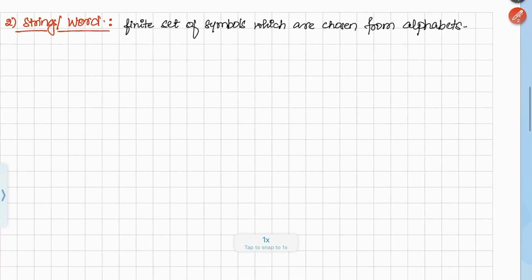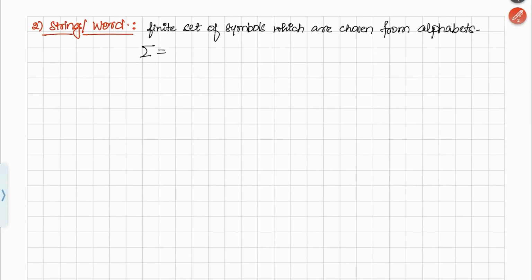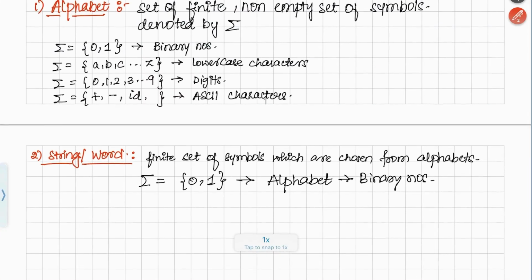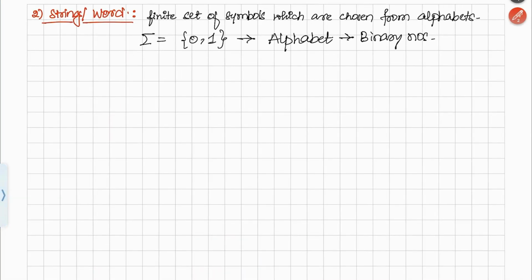alphabets. So let us consider an alphabet. Let's say sigma is equal to 0, 1. So this is an alphabet which comprises binary numbers. We have seen binary numbers here, right? So from these symbols, we will derive a meaningful string or a word. I can depict the word or string as W is equal to 1011. This 1011 is a string, a finite set of symbols derived from the alphabet mentioned above, right?